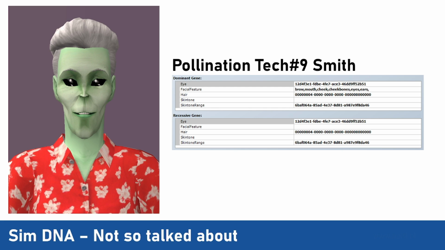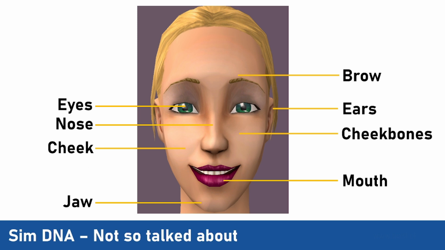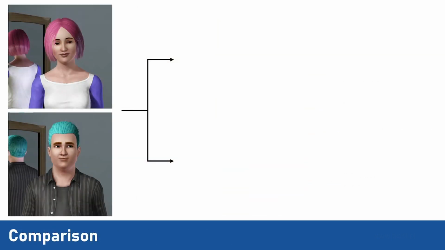For example, pollination technician number 9 Smith has 6 features regarded as dominant: brow, mouth, cheek, cheekbones, eyes, and ears. There are 8 possible dominant facial features: brow, eyes, ears, nose, cheekbones, cheek, mouth, and jaw. And here comes the first comparison to the third and fourth installments of the series.